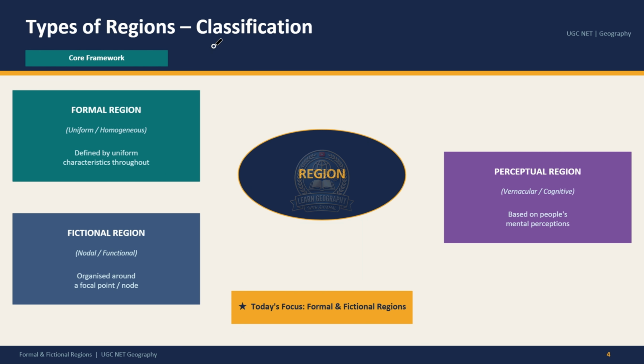Types of regions, classification, core framework: formal region, functional region, and perceptual region. Formal region means uniform and homogeneous, defined by uniform characteristics throughout. Functional regions are nodal, organized around a focal point or node. Perceptual region, vernacular or cognitive, is based on people's mental perception. These are three types of regions. In this class, we will focus only on formal and functional regions.